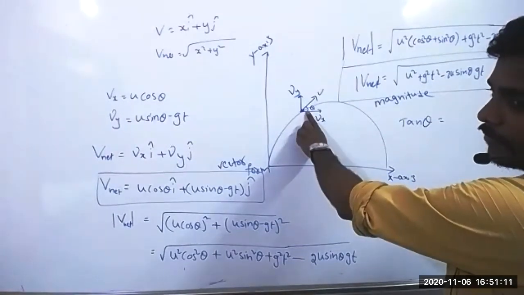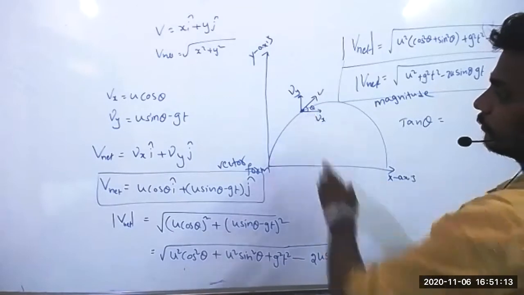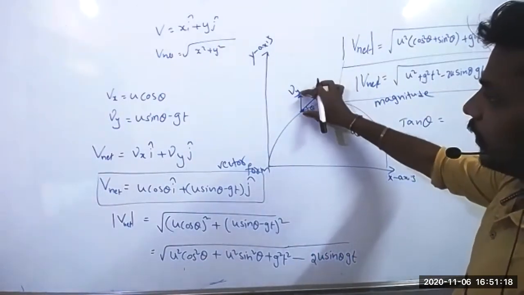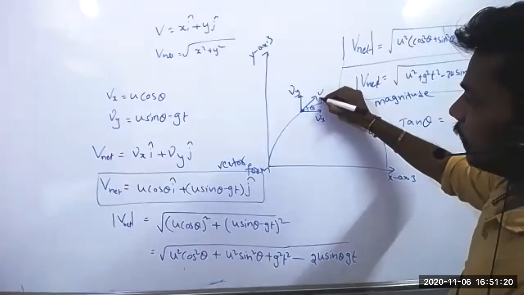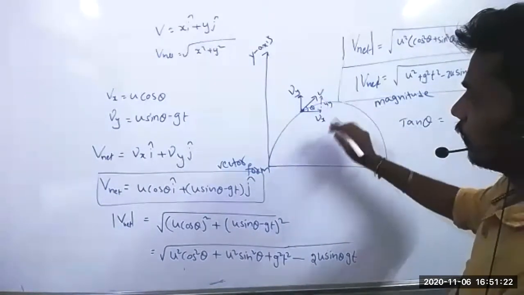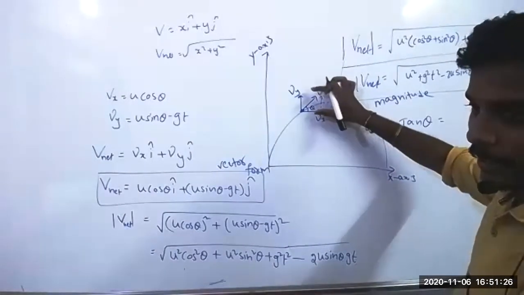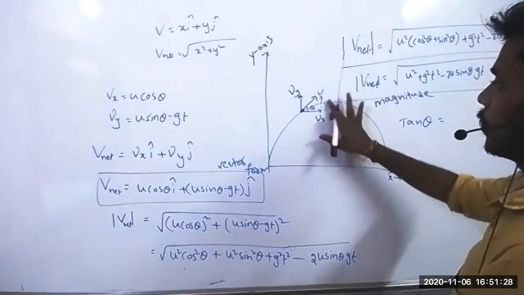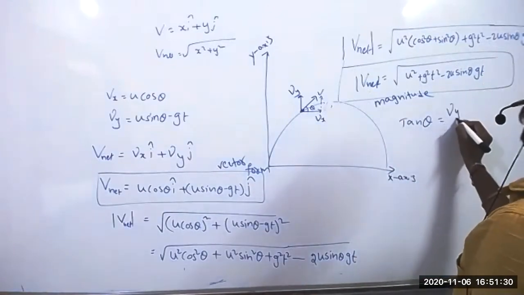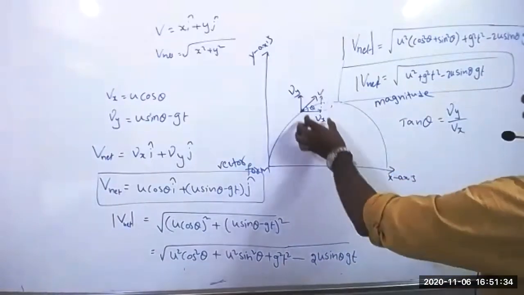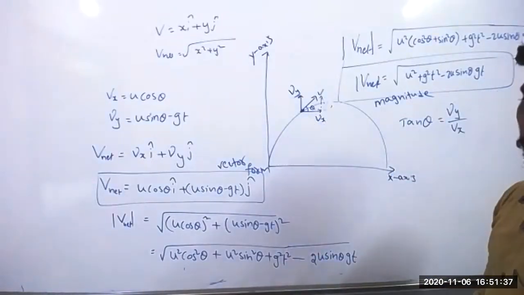From this, how can we say tan theta? It is Vy, so it is also Vy only, right? Parallel sides. Yes, sir. So tan theta is equal to Vy by Vx, opposite side by adjacent side. Are you getting?